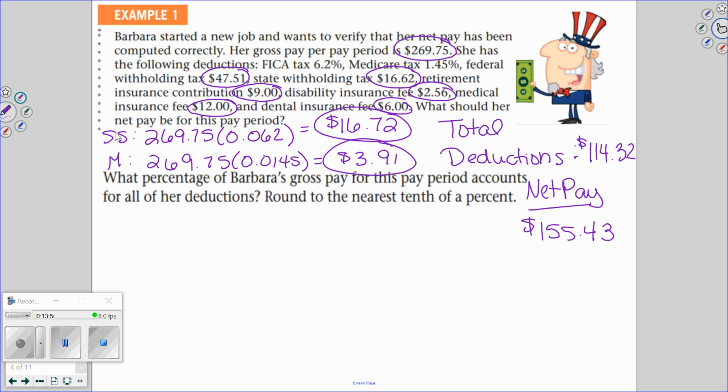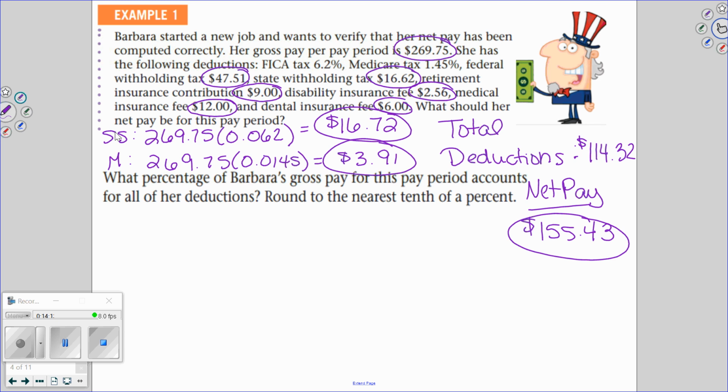All right, so her net pay is only $155.43. That's real life, though. I mean, that's sad, but that's real life. All right, questions on that part? We just took all of her deductions and we subtracted that off of how much she makes.